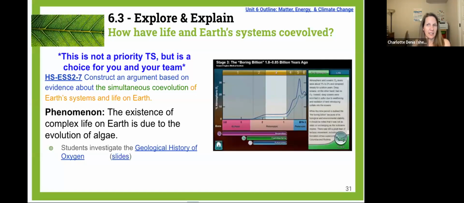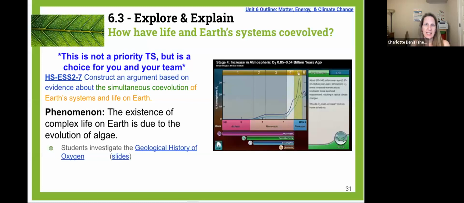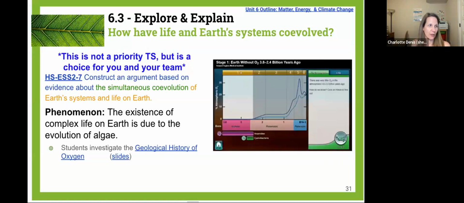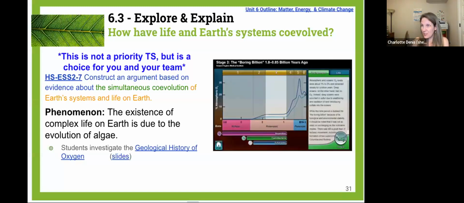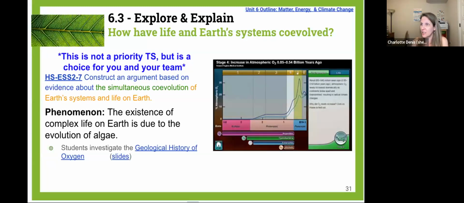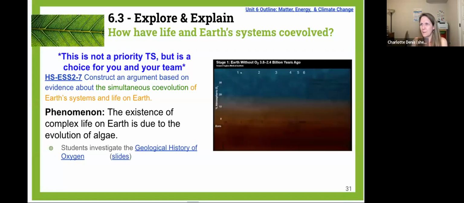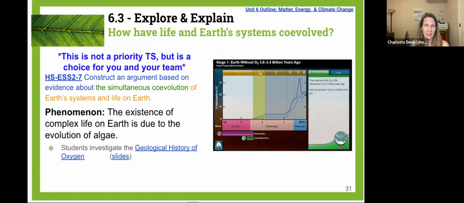Now, one of the standards that fits into this unit is coevolution. It's an ESS standard about the coevolution of Earth systems and life. And one year, the year that we were in hybrid, I did not have time to teach this, but I did teach it last year. It's a standalone lesson, like one 90-minute period. If you have time for it, it's great.